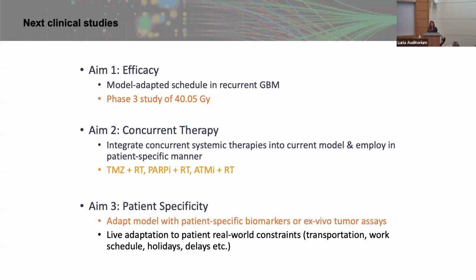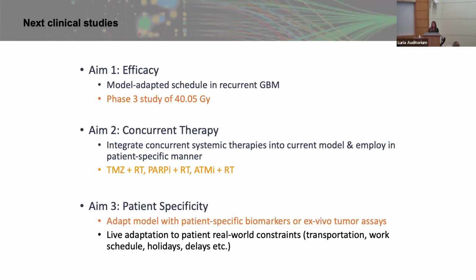And then the last aim is to look at patient specificity, where the goal is to adapt these models using patient-specific either biomarkers or ex vivo tumor assays that could be used to then come up with a patient-specific optimization for each individual patient that can take into account also what these patients have already received up to the point of optimizing radio combination strategies. For instance, whether they're already at 60 gray or maybe they're already at 75 gray, and so we only have maybe 35 or 40 gray left to optimize. We can also take real-world constraints into account, for instance, transportation issues, or what if the bus is late, should we update the schedule later in the week?